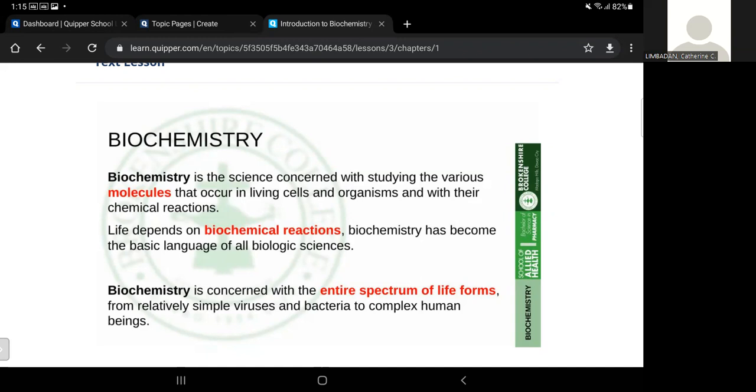Biochemistry is the science concerned with studying the various molecules that occur in living cells and organisms and with their chemical reactions. Life depends on biochemical reactions. Biochemistry has become the basic language of all biological sciences. Biochemistry is concerned with the entire spectrum of life forms from relatively simple viruses and bacteria to complex human beings.